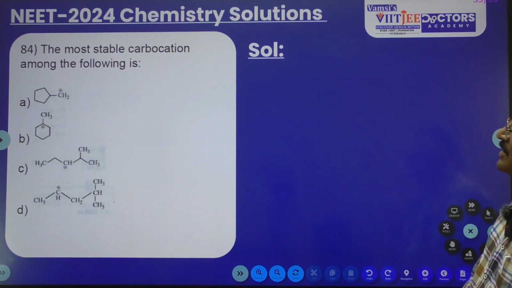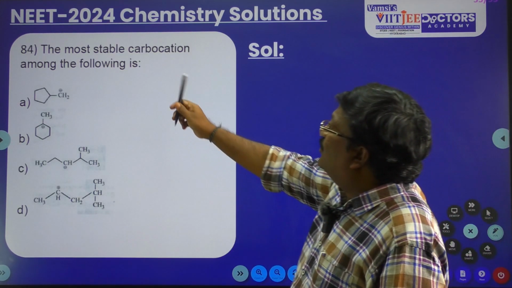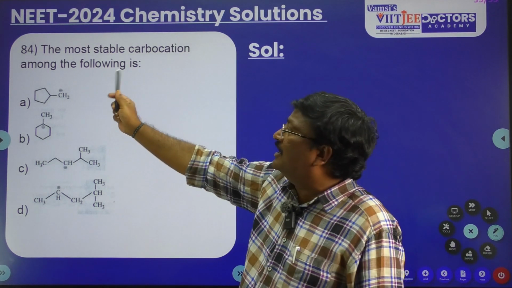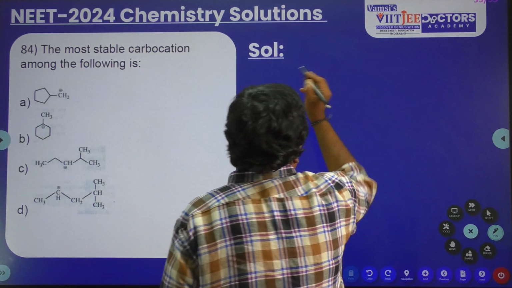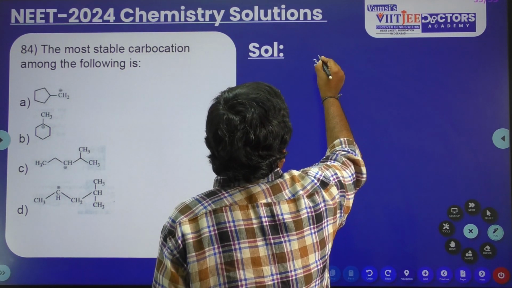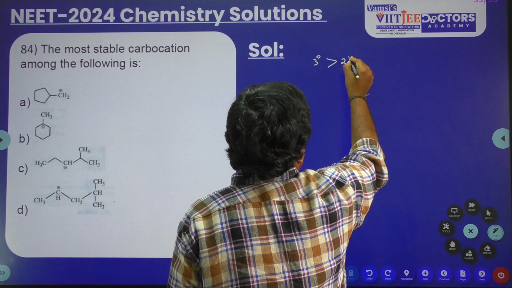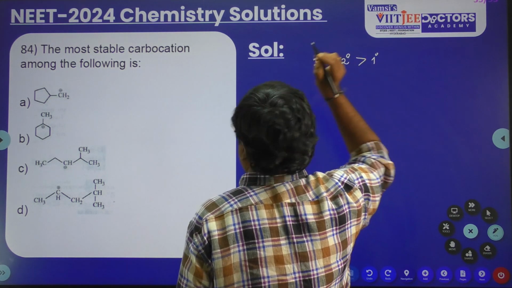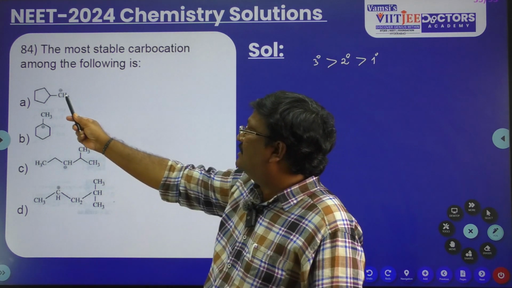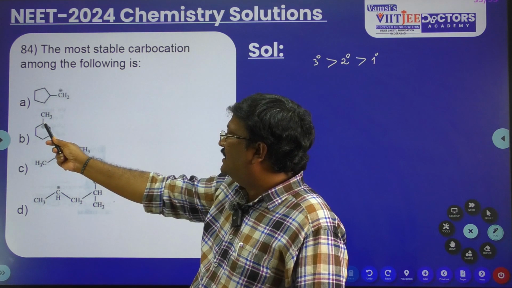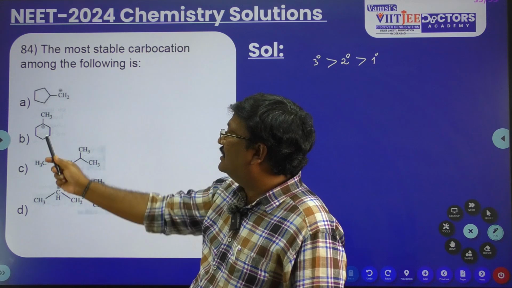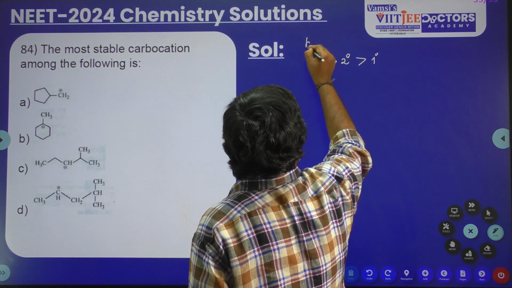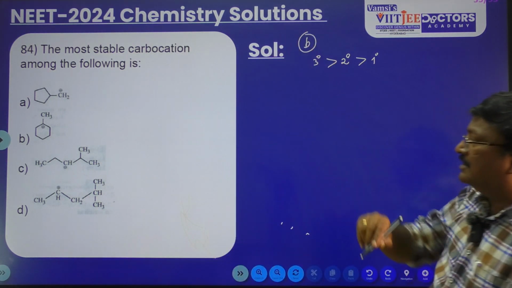And next, coming to 84: the most stable carbocation among the following. It is a GOC question. In general, tertiary is more stable than secondary, which is more stable than primary. Now see this: this is primary carbocation, this is tertiary, this is secondary. So B is the correct option.